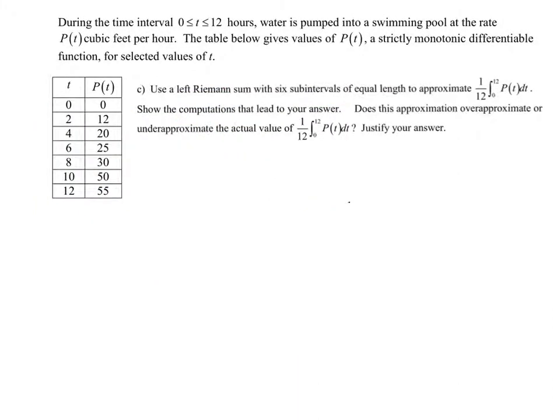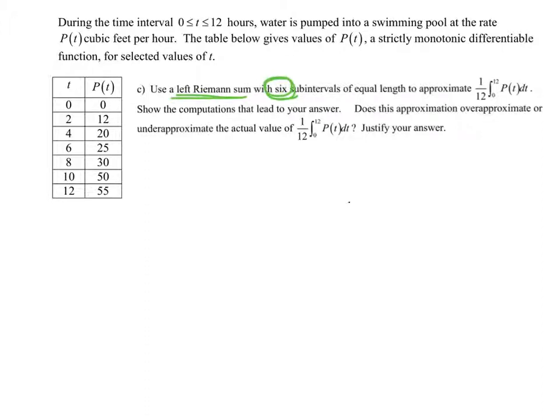Okay, last question we're going to tackle today says use a left Riemann sum with 6 subintervals of equal length to approximate 1/12 the integral from 0 to 12 of p of t dt. Hopefully your brain is telling you that's the average. Show the computations that lead to your answer. Does this approximation over approximate or under approximate the actual value? Justify your answer. Okay, so we're talking about a left Riemann sum, 6 subintervals.